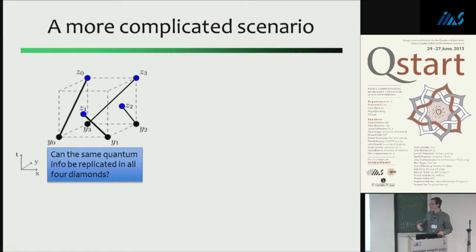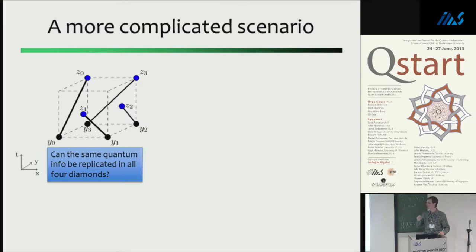So for this particular example, it looks complicated. And the question is, again, can you replicate the same quantum information in each of these four diamonds? If I were faced with this situation, not knowing what to do, the first check would be to try to exclude the possibility of replicating the quantum information in this case. And how would we exclude it?